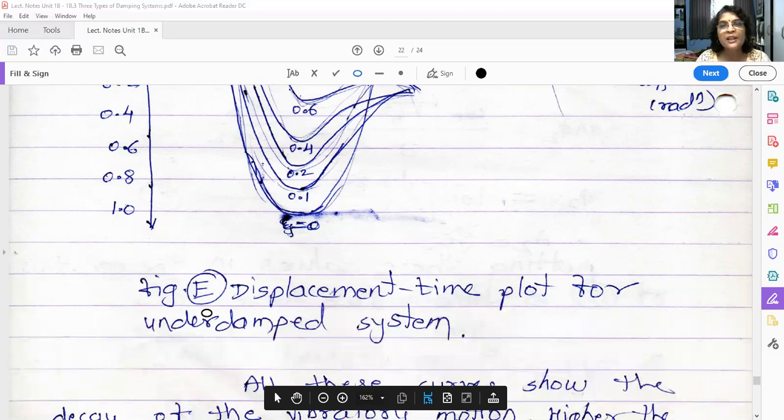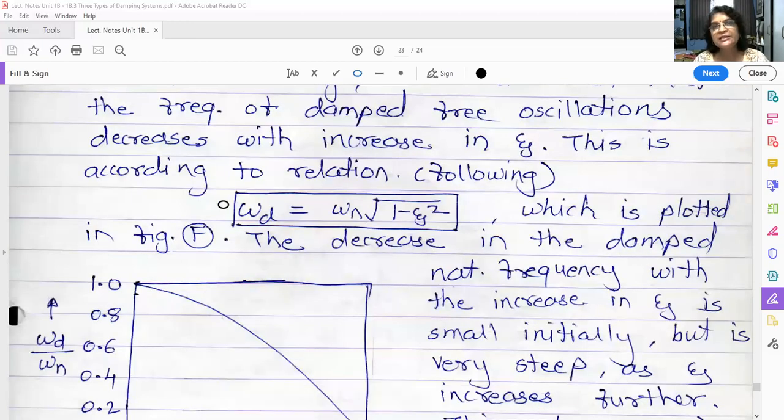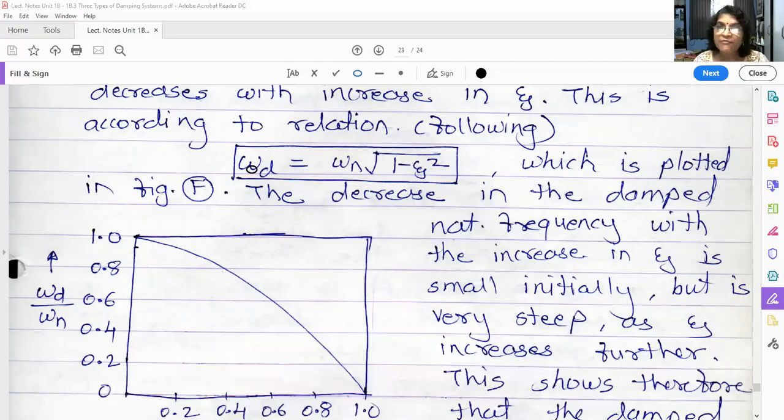Now, let us see the relation between omega d and omega n. This is the relation we have already studied. Omega d is equal to square root of 1 minus zeta square into omega n. And as I already told you, omega d is always less than omega n. Why? Because zeta is always less than 1. So 1 minus something less than 1 will be less than 1, and the square root of that will be less than 1. So that will give you omega d less than omega n.